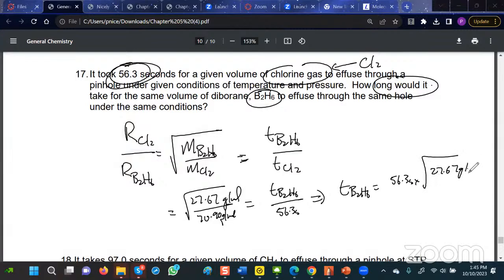27.67 grams per mole divided by 70.90 grams per mole. So let's see what that gives. 27.67 divided by 70.9, and then I find the square root of that, and then I multiply by 56.3. According to my calculation, this works out to be 35.2 seconds. And that's basically how that is done.